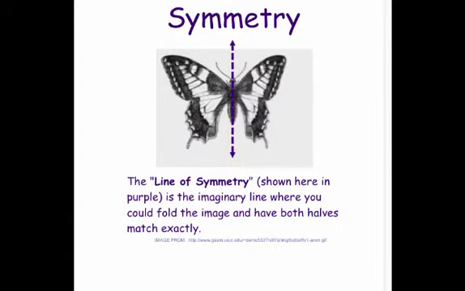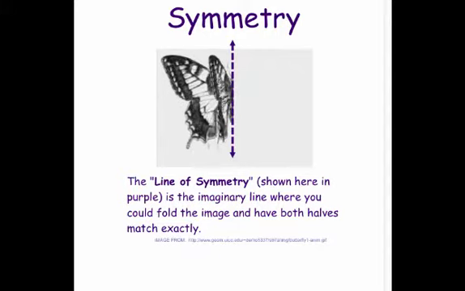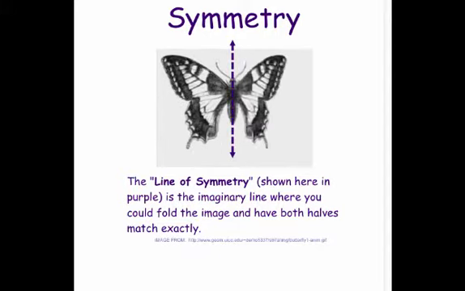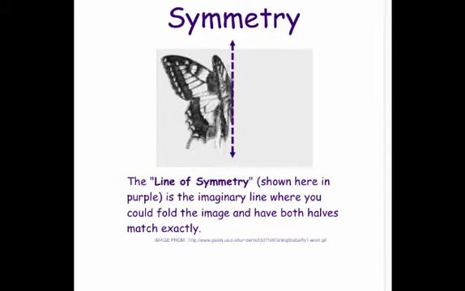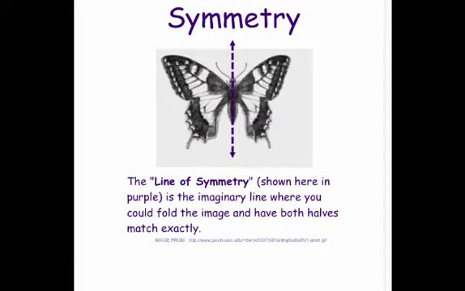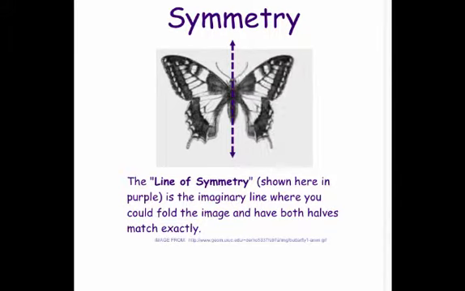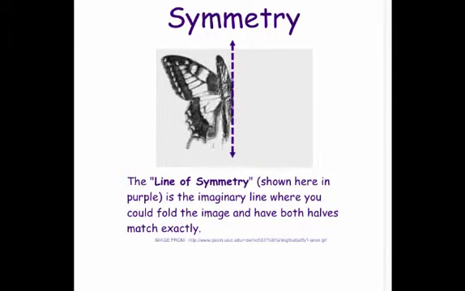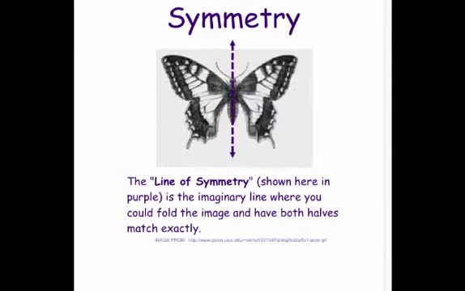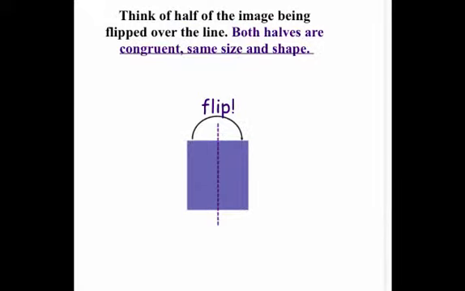This is a wonderful, wonderful image for showing symmetry. What we see is a picture of a butterfly. The line of symmetry, shown here in purple, is the imaginary line where you could fold the image and have both halves match up exactly. Think of half of the image being flipped over the line. Both halves are congruent, the same size and the same shape.